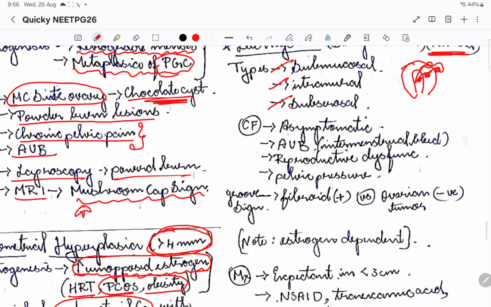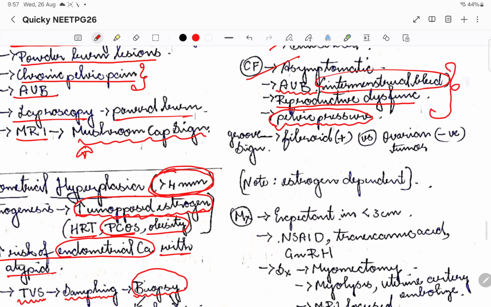The clinical features: most of the time it will be asymptomatic. The patient might present with abnormal uterine bleeding, intermenstrual bleeding and so on. There might be reproductive dysfunction, so infertility, or there might be pelvic pressure because of the mass that is present. Most probably it is asymptomatic, so these mass-related issues are what the patient will come to the hospital with.